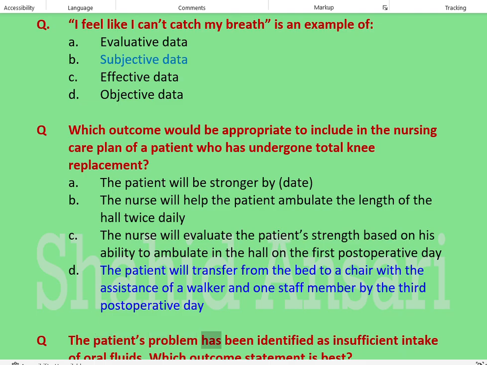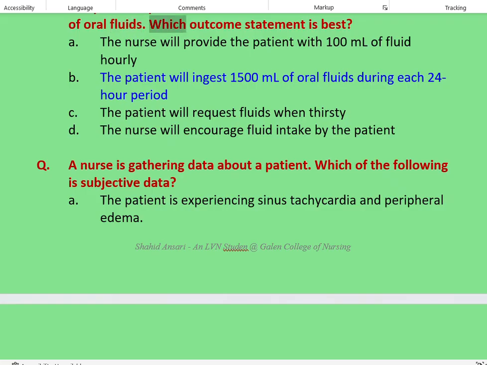Q. The patient's problem has been identified as insufficient intake of oral fluids. Which outcome statement is best? A. The nurse will provide the patient with 100 milliliters of fluid hourly. B. The patient will ingest 1,500 milliliters of oral fluids during each 24-hour period. C. The patient will request fluids when thirsty. D. The nurse will encourage fluid intake by the patient.